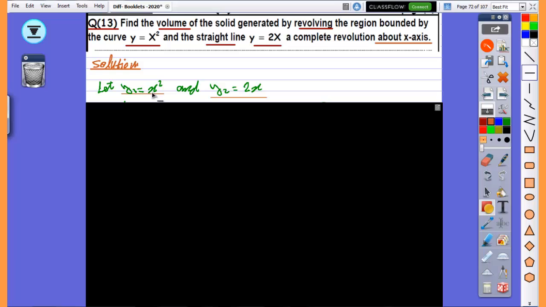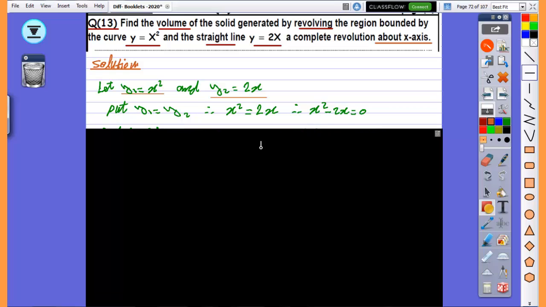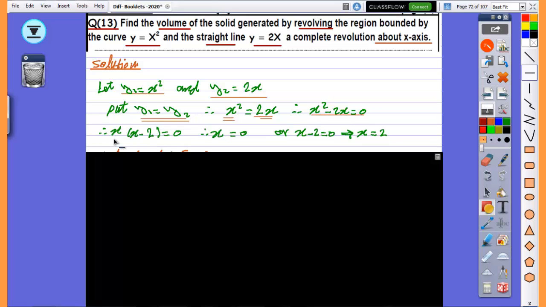y1 equals x square is the equation of the curve, and y2 equals 2x is the equation of the straight line. First, we will find the points of intersection between the straight line and the curve. Putting y1 equals y2, so x square equals 2x, and then x square minus 2x equals 0. Then x multiply x minus 2 equals 0.